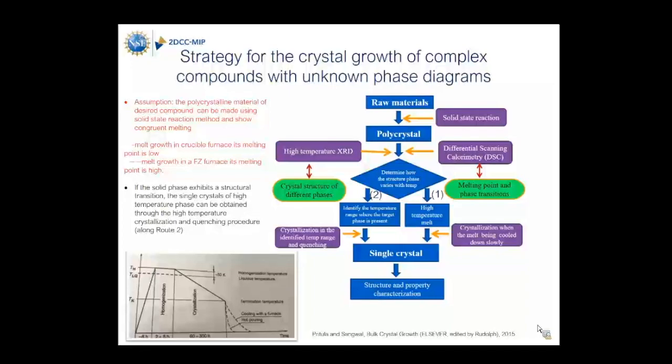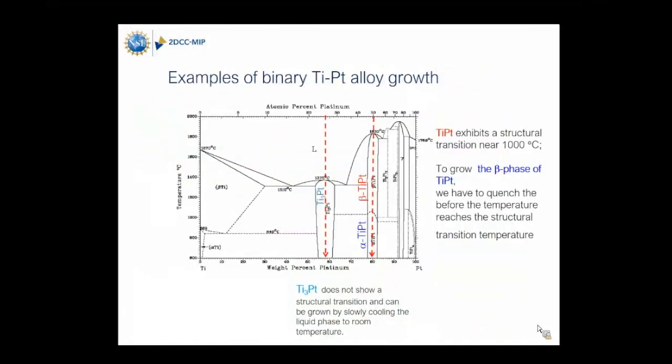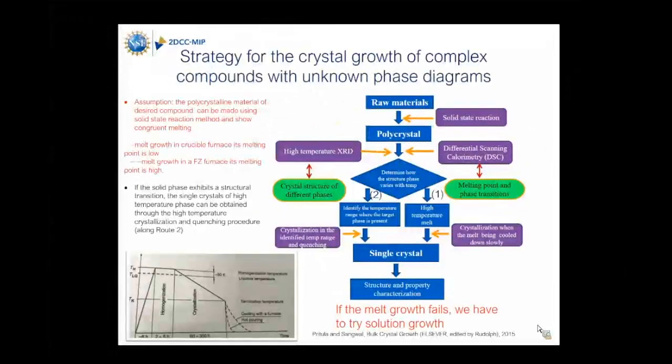Okay. If you want to finish within 5 minutes, I will skip this slide, and at the end I will skip these slides. This slide basically shows that if you want to grow a new complex compound with an unknown phase diagram, how do we do that? What method should we use? This diagram shows what strategy you need to follow to identify an appropriate growth method. I'm not going to discuss it because it takes time, but you can look at my slides; it's explained there.